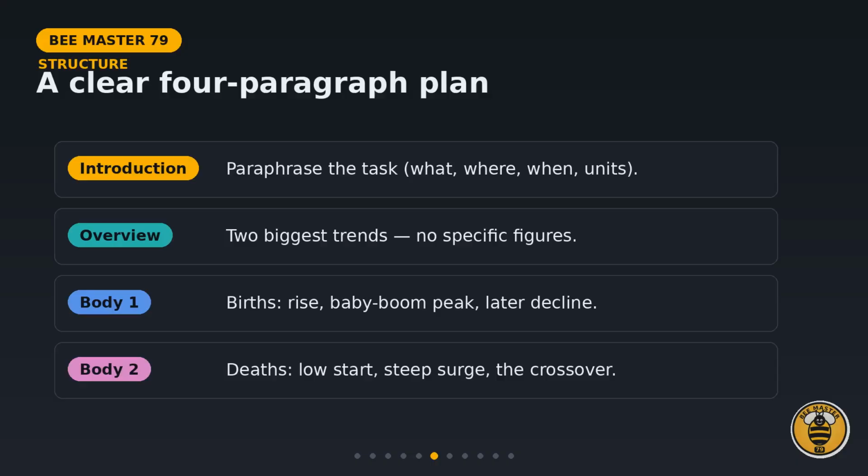This gives me a clear full-paragraph plan: an introduction that paraphrases the task, an overview with the two biggest trends, one body paragraph for births, and one body paragraph for deaths, including that crossover.